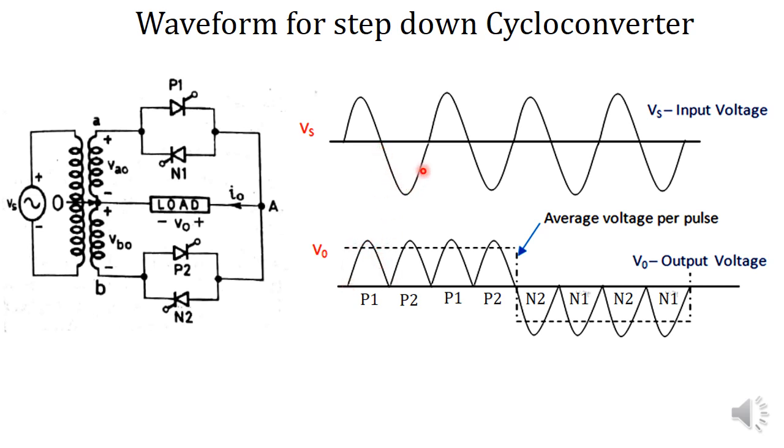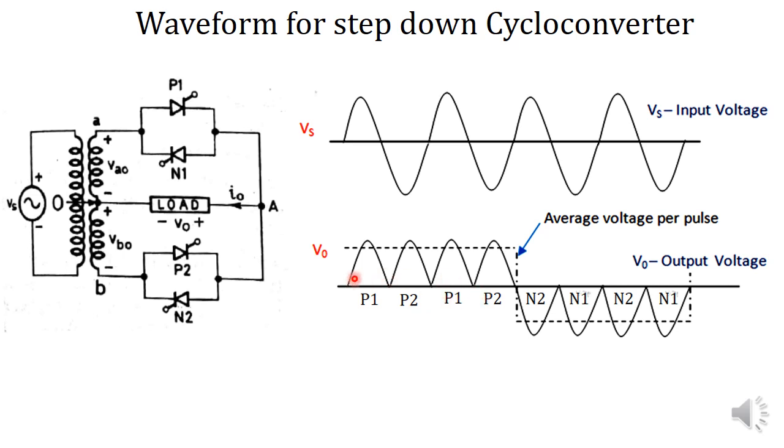During the negative half cycle of the supply voltage, we have to invert this voltage so that the output will be positive. So in order to invert that, the converter has to operate like a rectifier. So we have to turn on P2. So the current will flow in this direction. So the output voltage and output current will be positive. So we will alternately turn on and off P1, P2, P1, P2 according to our requirement.